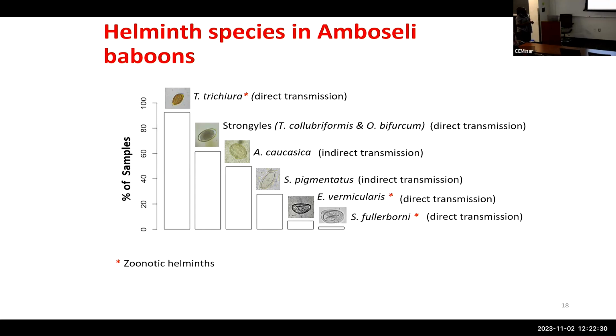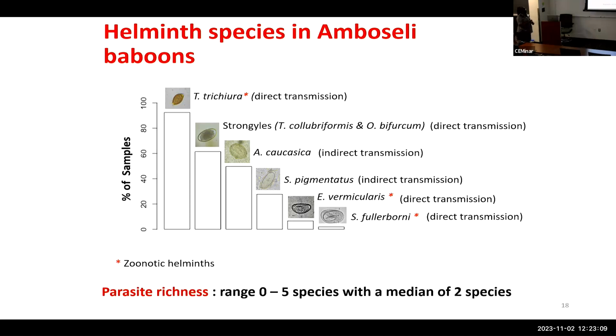And then we have parasites that undergo indirect transmission. Direct transmission is like fecal-oral, where the infectious stages are in the environment and the host can pick them up and get infected. Indirect means that there needs to be a vector in between, and the vectors are normally dung beetles. So A. caucasia and S. pigmentatus both undergo indirect transmission. Of great interest, especially for me as a veterinarian, are the ones with stars, because they're zoonotic helminths. This means they can be transmitted between humans and animals.